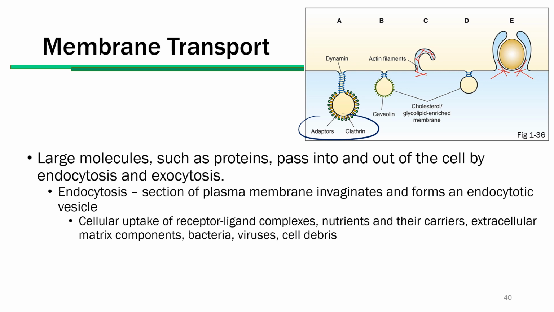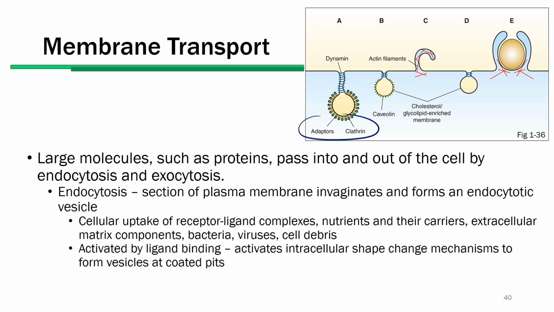So it can pull in extracellular components, bacteria, viruses, cellular debris. It's activated by the ligands binding to those membrane components, and then once they bind, it causes the cytoplasm to invaginate and form the vesicles, which are called coated pits, and then they invaginate and pull that stuff into the cell with it.